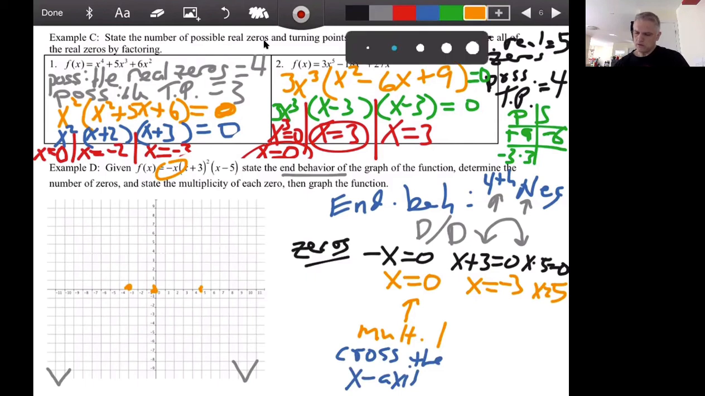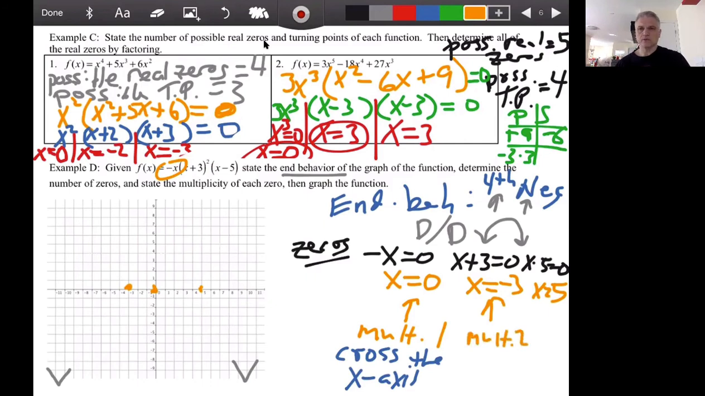For x equals negative 3, it was to the second power. Okay? That means the multiplicity is 2, because it's x plus 3 times x plus 3. There's 2 of them. When the multiplicity is 2, we bounce off the x-axis. Pre-calc books that I've taught out of in the past have actually used the term kiss the x-axis. I like bounce. Hopefully you like bounce. Okay, so let's bounce.